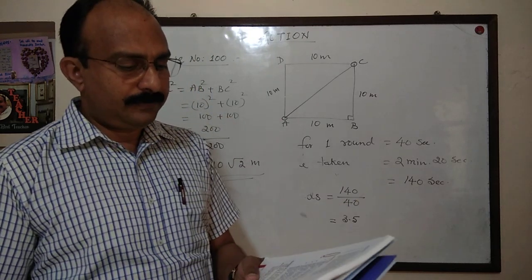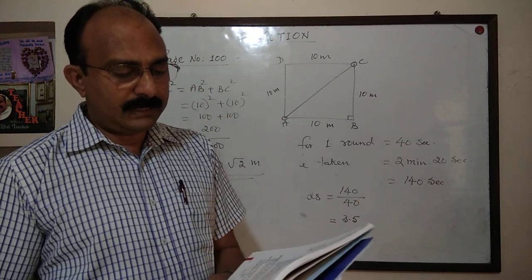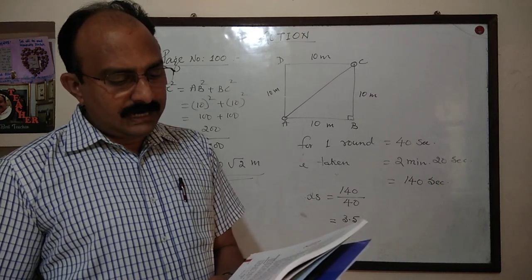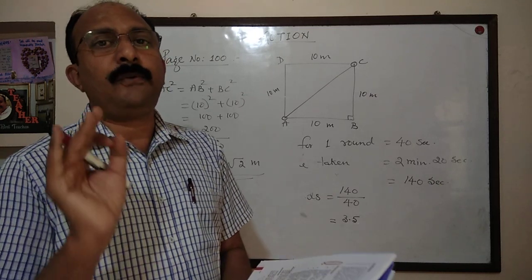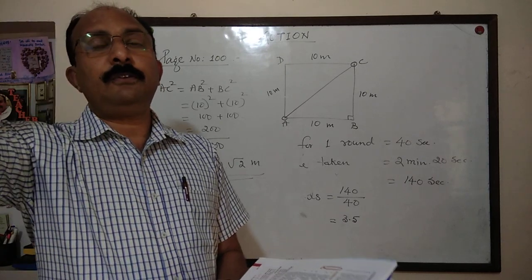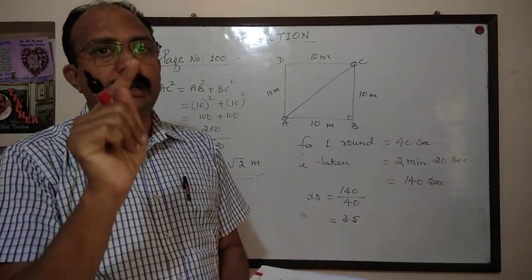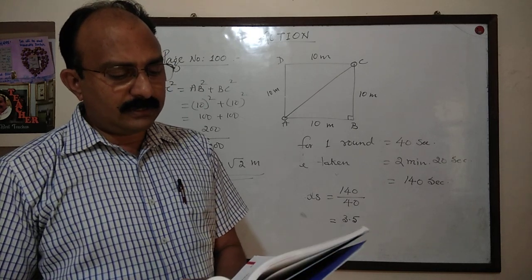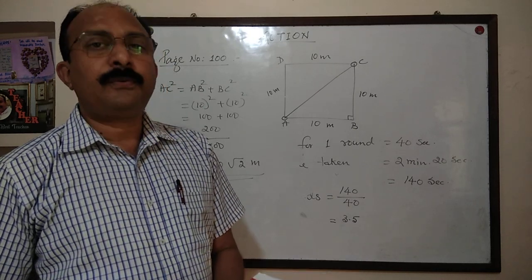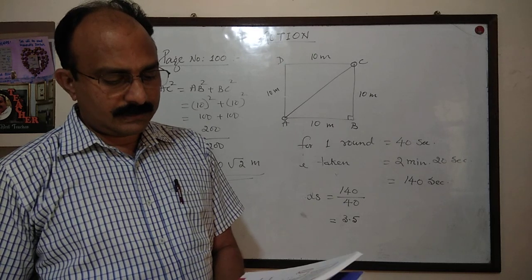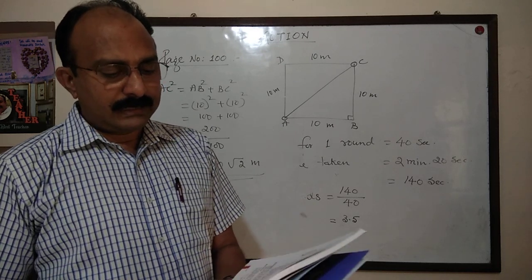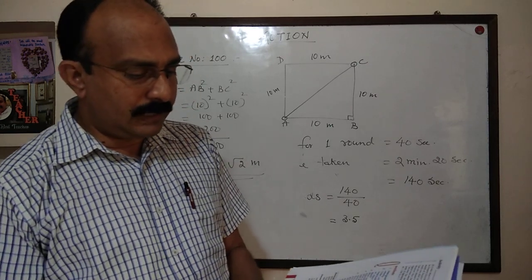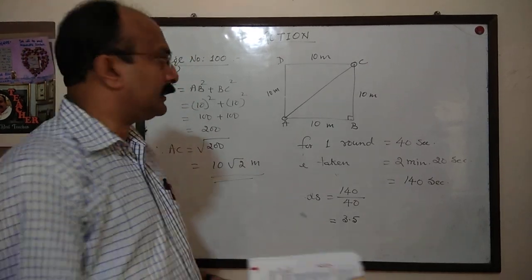Next question. During an experiment, a signal from a spaceship reached the ground station in 5 minutes. What was the distance of the spaceship from the ground station? Given the signal travels at the speed of light, that is 3 into 10 raised to 8 meter per second.